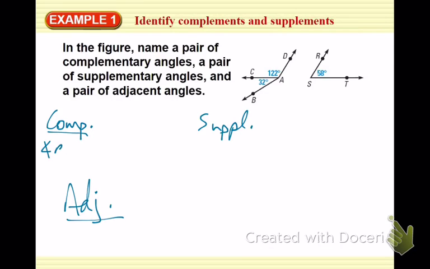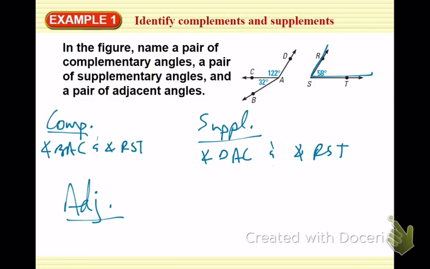Hopefully you are recognizing that angle BAC and angle RST are complementary. BAC is here, RST is over here, and if you add them up, you do get 180, or sorry, you do get 90, sorry. So those are going to be complementary. Supplementary, angle B, nope, sorry, angle DAC and angle RST. Because again, if you add 58 to 122, you get 180.